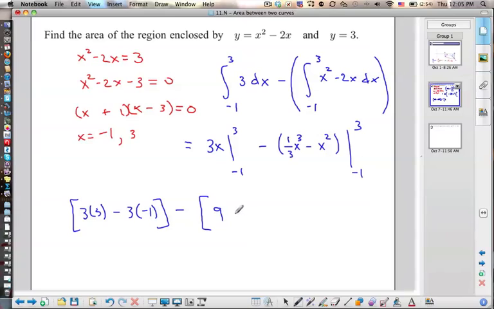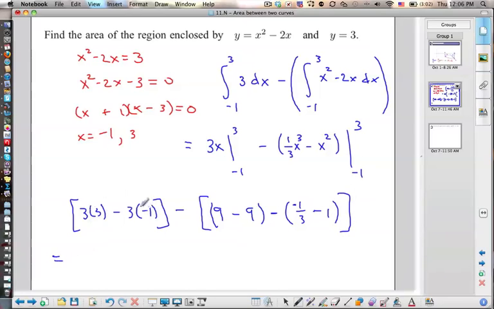Minus, plug in 3, we get 9 again. Let's put that in parentheses. And then we subtract when we plug in -1. So -1 cubed is -1, divided by 3 is -1/3. Put parentheses here because I'm going to distribute that negative. -1 cubed is still negative, so -1/3, and then minus x squared, which is 1. Okay, let's organize.